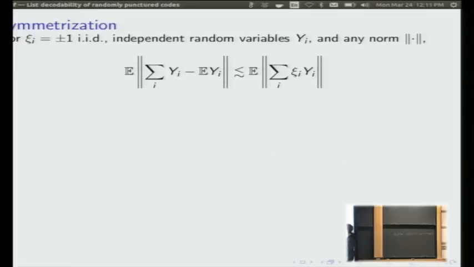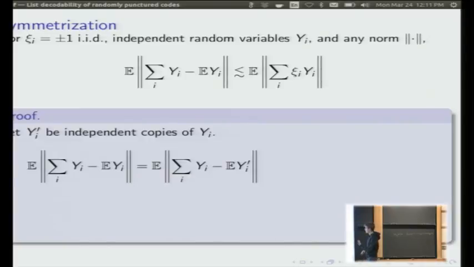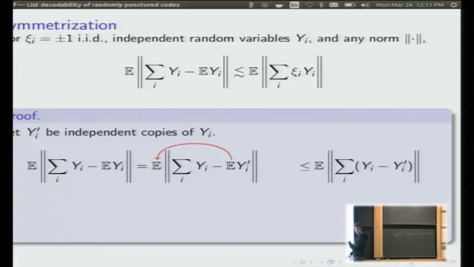Then in expectation, how big their sum is is not much bigger than if I had just put random sign flips in front of the yi's. And I can actually prove this for you in like 2 lines. Let yi primes be independent copies of the yi's. I take this thing here and replace yi with yi prime. It doesn't change anything because of the expectation. Jensen's inequality pulls out the expectation. And now these are legitimately symmetric random variables, so I'm not going to change anything if I put in some random sign flips.